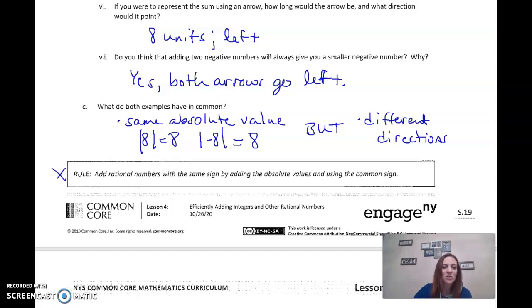Which leads us to this nice little rule right here that we want to remember. If we add rational numbers, so any numbers, with the same sign, we add the absolute values and use the common sign. So if they're both positive, we add them together, answer's positive. If they're both negative, add them together, answer's negative.